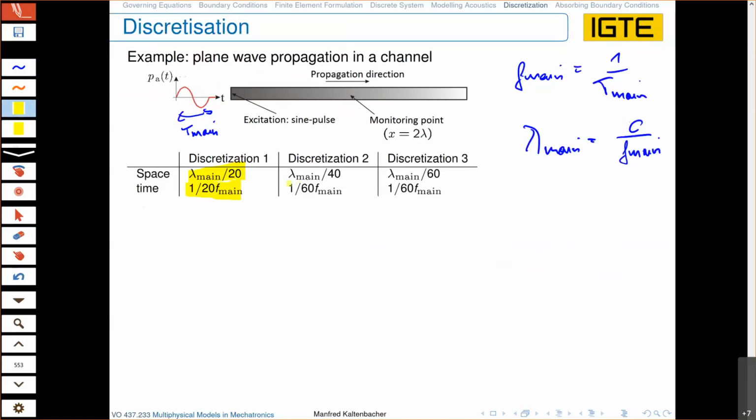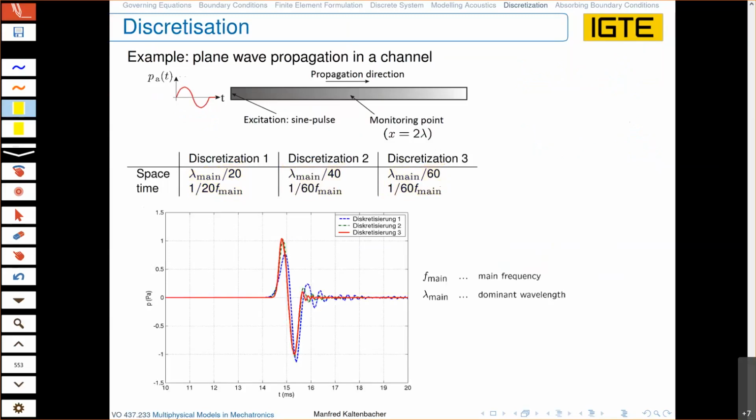In addition, we also investigate a second discretization. So you see, we make a finer time discretization and space discretization, using the same rule with 60 linear finite elements per main wavelength and 60 time samples per main period. The result is perhaps not as promising as we would have expected. When you have this as an excitation and a plane wave traveling, with no damping, nothing, you should record at the monitoring point the same signal as the excitation signal without any deformation, without any additional ripples, and with a constant amplitude.